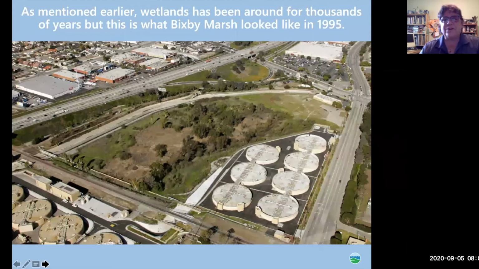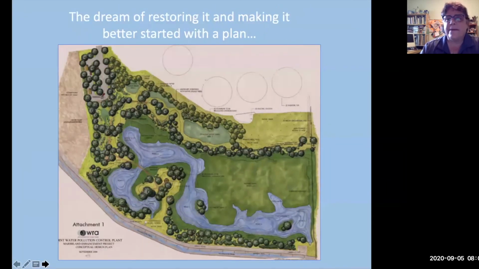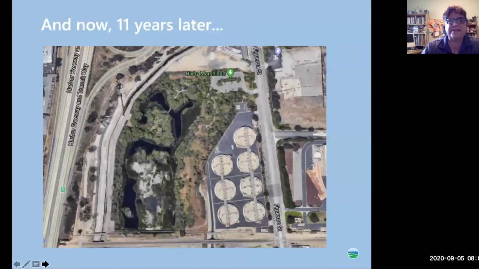As mentioned earlier, the wetlands have been around for thousands of years, but this is what Bixby Marsh looked like in 1995. Really, it was still a low area. There were some trees there, and water did collect there. But the dream of restoring it and making it into a better place, into a good habitat, and a place for people to visit, started with a plan. Wonderful plan that was 11 years later realized.